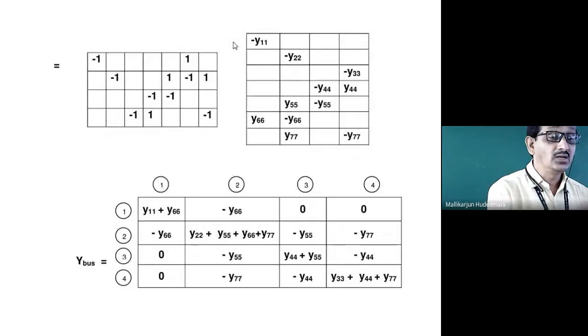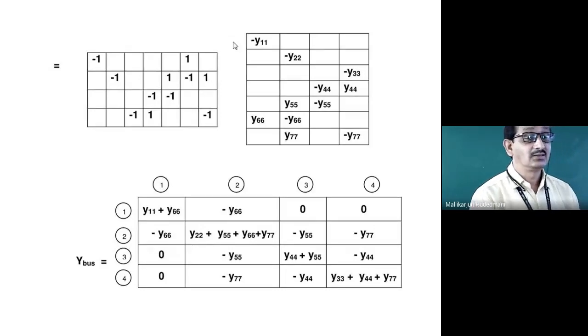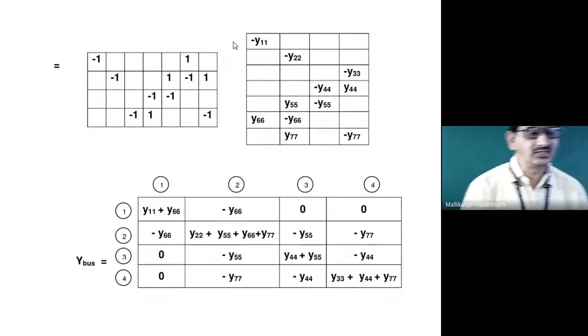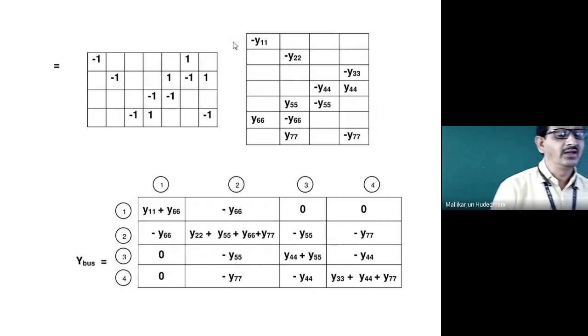This is about the diagonals of the Y bus obtained by the singular transformation method. What about the off-diagonal? Look into that. Row number 1, column number 2. What is this? Minus 6, 6, and 3, 0, 4, 0. What exactly does it indicate? It is the negative of the admittance of the 6th element connected from bus 1 to the next bus 2. That's the indication.